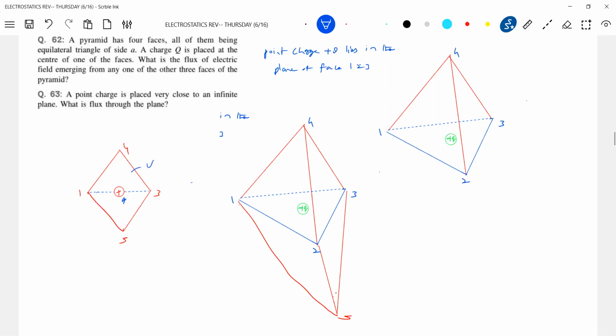This is upper, this is lower. The flux linking the upper prism should be equal to Q by 2 epsilon naught. Then the flux linking the face 1, 2, 4 or 2, 3, 4 or 1, 3, 4 should be equal to upper by 3. So in total how much will it be? Q by 6 epsilon naught. Just a logical way, no need of mathematics. So different structures will come. Please, you also think on that one.